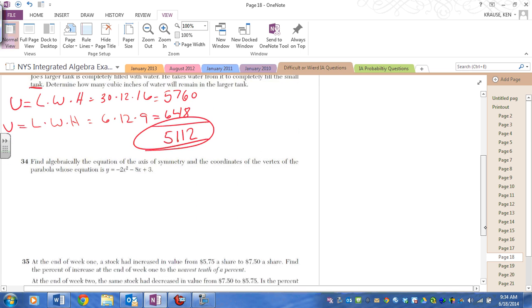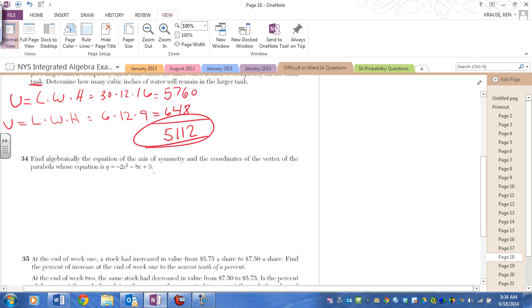Moving on, kiddies. Find algebraically the equation of the axis of symmetry in accordance to the vertex of the parabola. So, axis of symmetry, x equals negative b over 2a, which is equal to negative 8 over 2 times negative 2. So this is equal to 8 over negative 4, which is equal to negative 2.